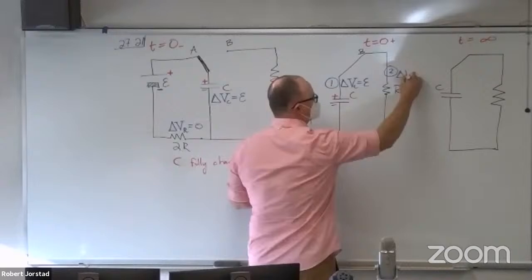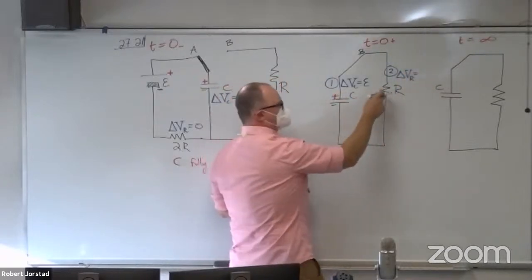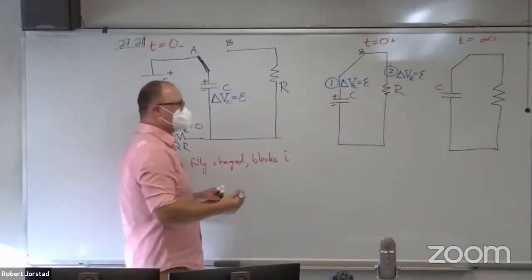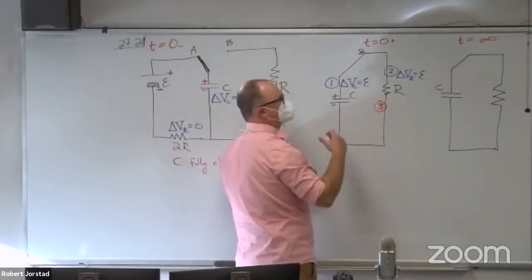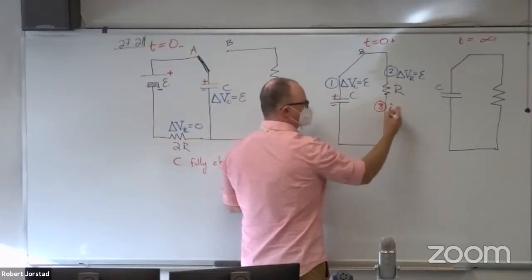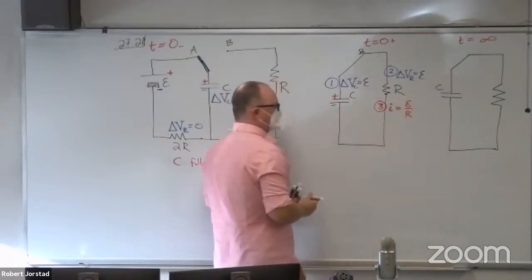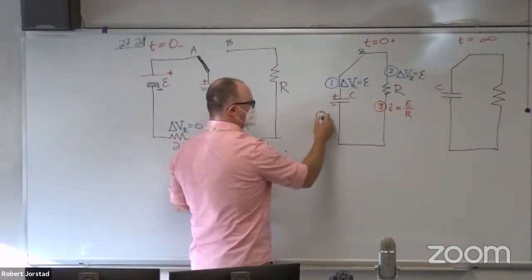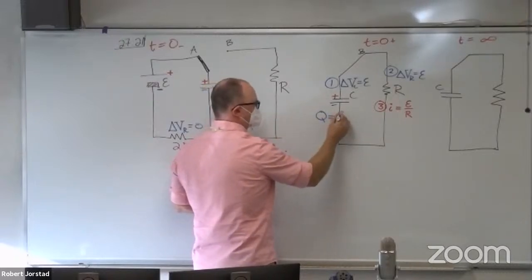How do you know? Okay, so he said, because this is in parallel with that, now I know this must also have potential difference E. And then you said, oh, I could get the current, right? How do you get the current? V equals IR. So in this case, what's the current? E over R. And if we needed it, what's the charge on this thing? EC.